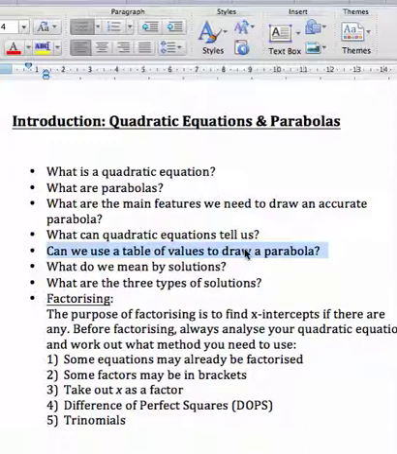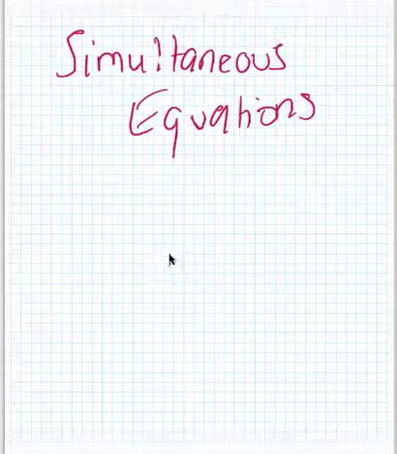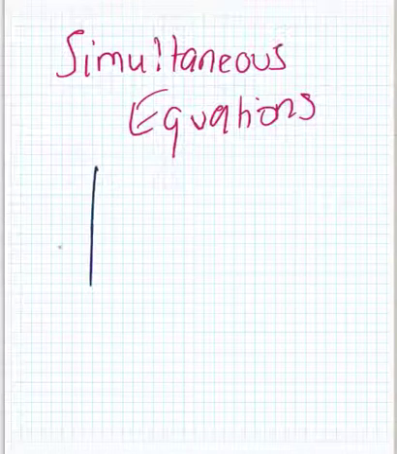Okay, but yes, you will have to learn how to use a table of values. Next important point is, what do we mean by solutions? This is really important because if you remember in solving simultaneous equations, solutions meant what? Just to quickly recap, simultaneous equations were 2 linear equations that we had to work with.